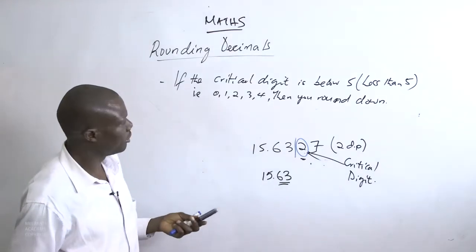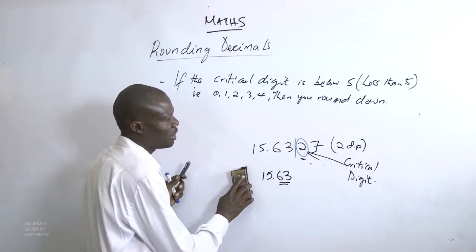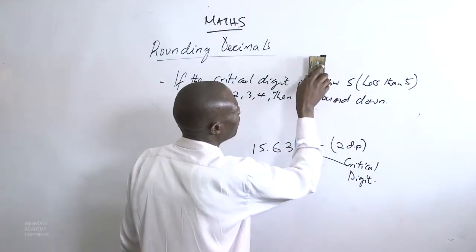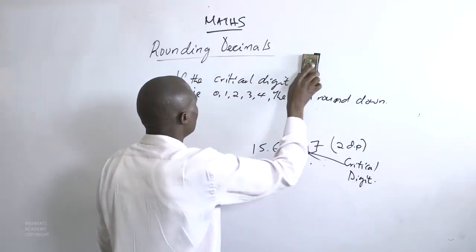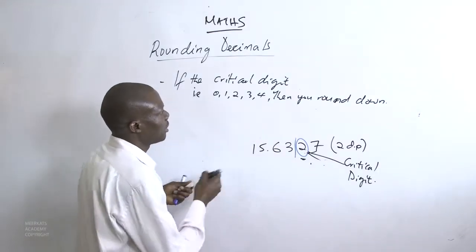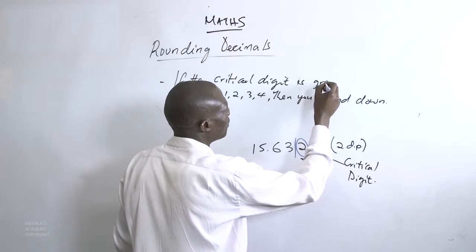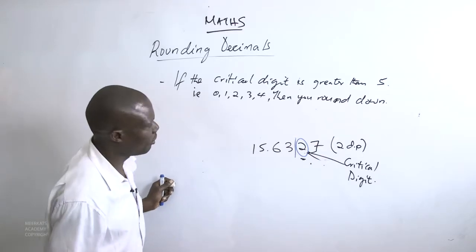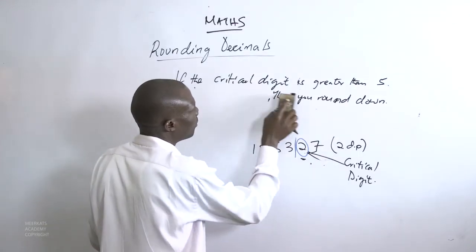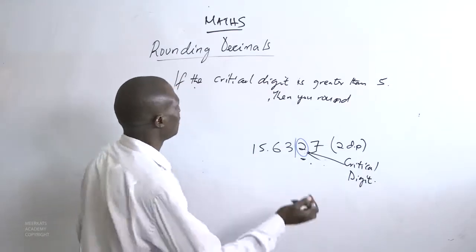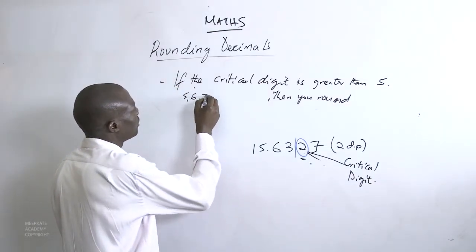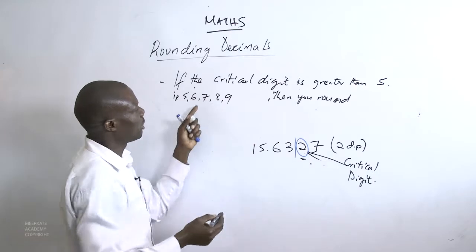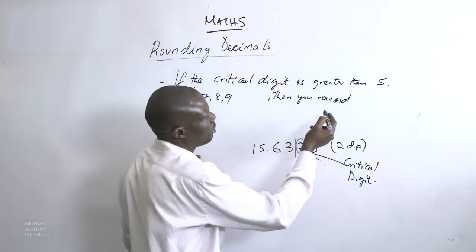However, when the critical digit is different, if the critical digit is greater than or equal to 5, that is 5, 6, 7, 8, 9, then you round up.